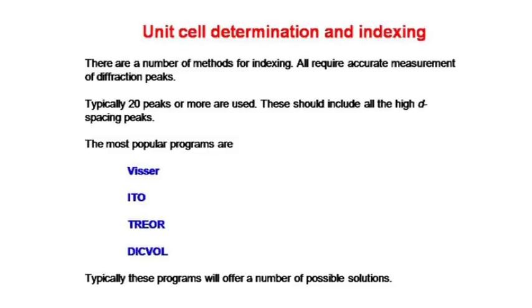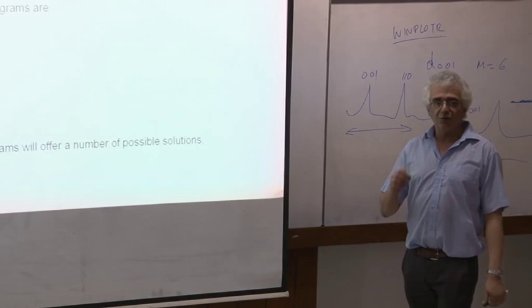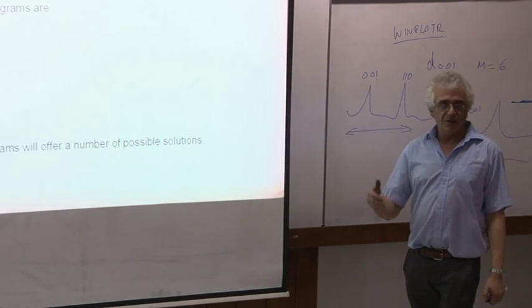So, the unit cell determination and indexing. There are a number of ways of doing it. Now, what happens if you have no idea? You've just come along, you've made this brand new compound, it doesn't fit anything in the literature. You have the powder pattern, what do you do? First of all, you need to measure carefully the first 20 peaks. Most programs will need at least that many to do the indexing.